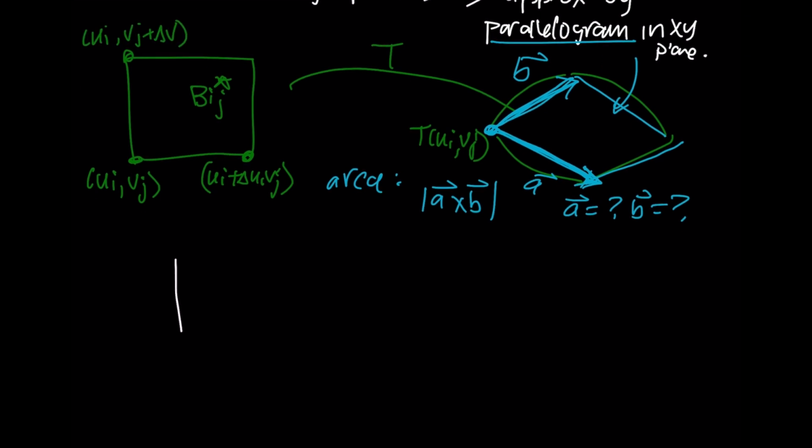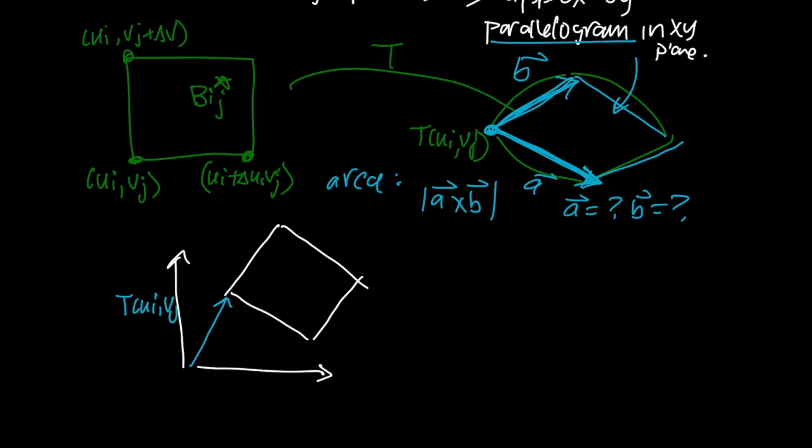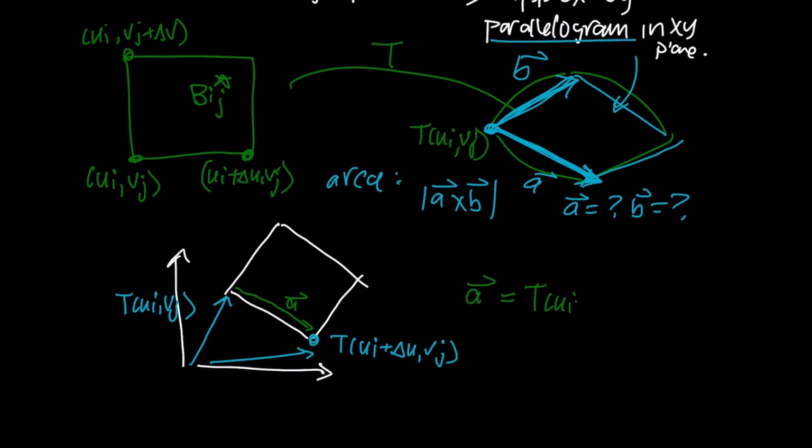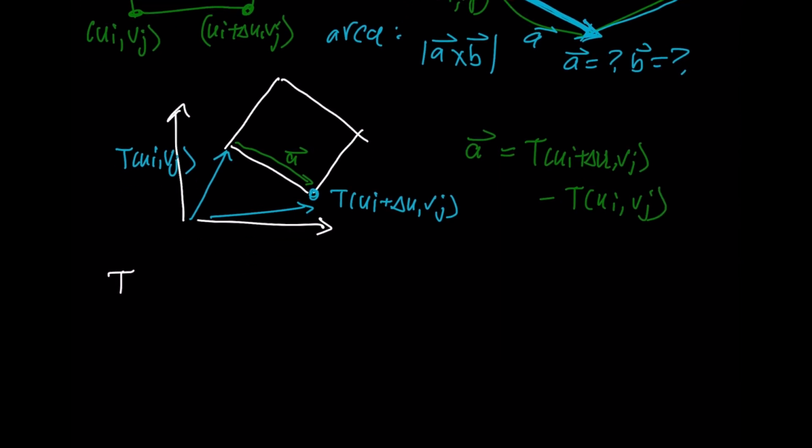Now, to try to help us visualize this, what we'll do is say that this is the image of our parallelogram here. This first vector there will correspond to T of ui, vj. We'll say that this second vector here corresponds to T of ui plus delta u and vj. We'll take our vector that goes between them to be A. It's a bit of an abuse of notation, but we'll say that A is going to be the difference in these two expressions.